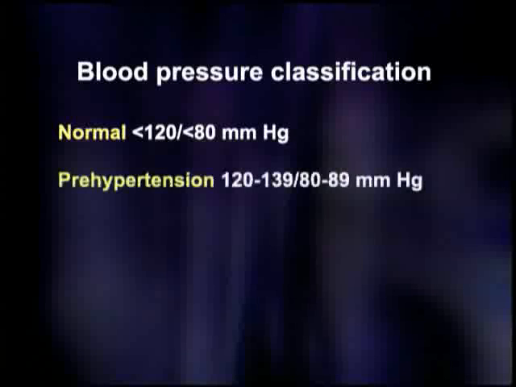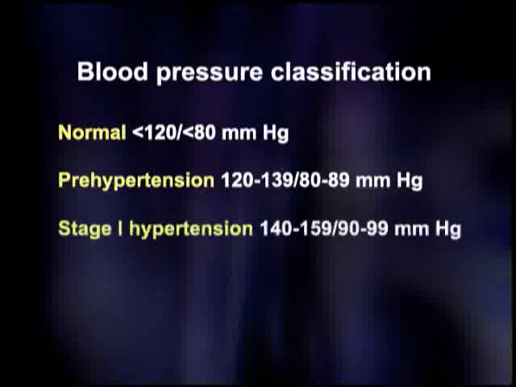To classify your patient's blood pressure, consider the national standards for blood pressure. A normal blood pressure produces a systolic reading of less than 120 millimeters of mercury and a diastolic reading of less than 80 millimeters of mercury. Prehypertension is characterized by a systolic reading of 120 to 139 millimeters of mercury and a diastolic reading of 80 to 89 millimeters of mercury.